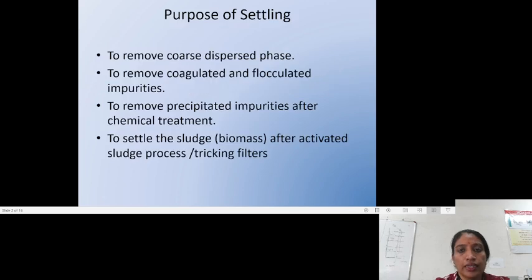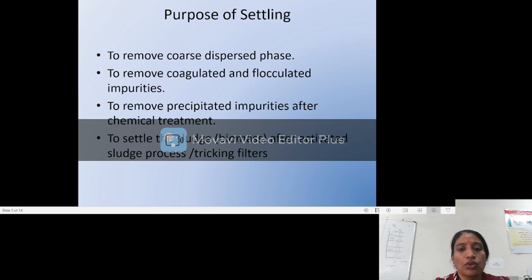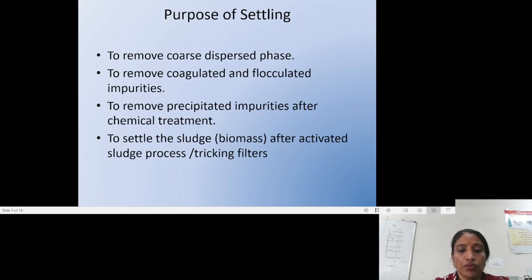Now, why is settling needed? The purpose is to remove the dispersed phase, which will reduce the turbidity, to remove the coagulated and flocculated impurities, to remove precipitated impurities after chemical treatment, and to settle the sludge after the activated sludge process or trickling filters, which is a biological treatment.